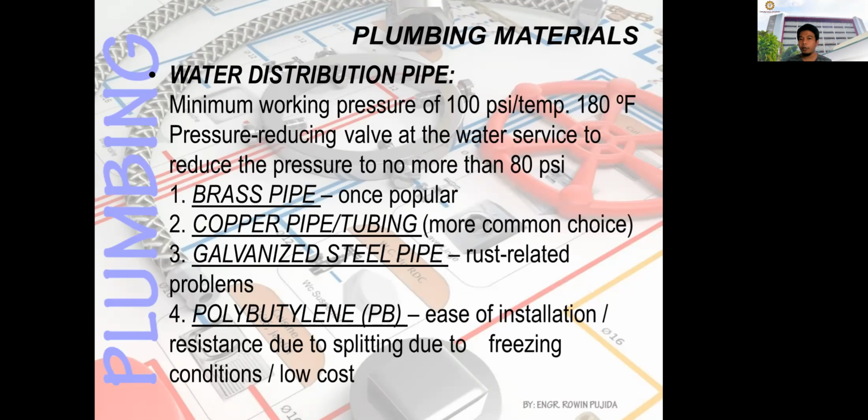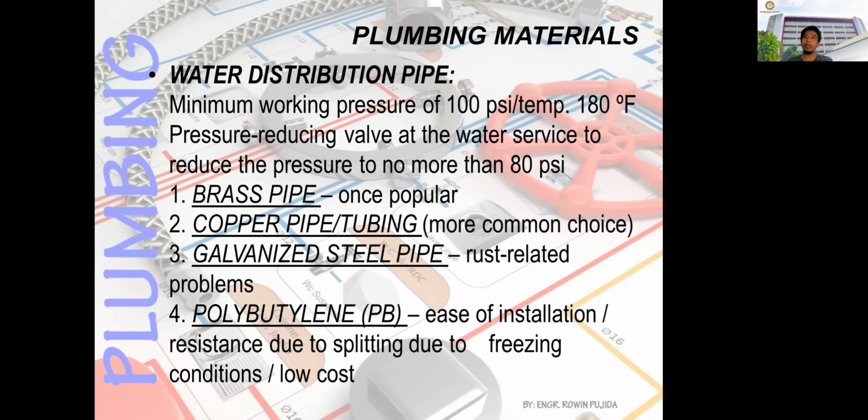Okay. So next we have the water distribution pipes. The minimum working pressure of the water distribution pipes is 100 psi at a temperature of 180 Fahrenheit. And then there should be a pressure reducing valve at the water service to reduce the pressure to no more than 80 psi.